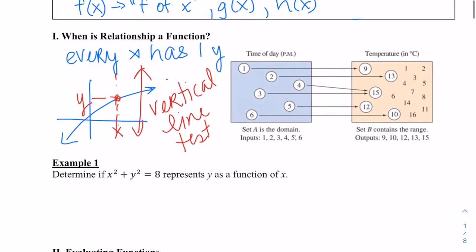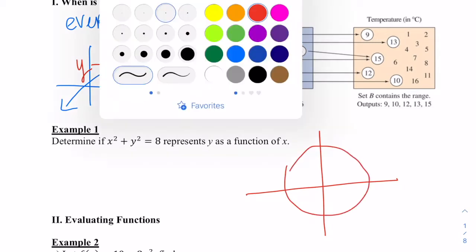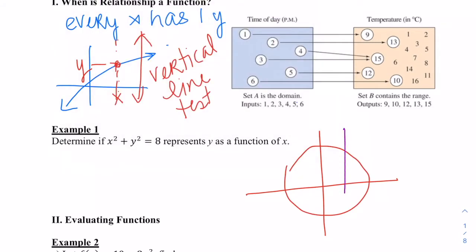All right, let's get into some examples. So if we have the equation x squared plus y squared equals 8, we have to decide if that's a function. You could do a couple things. You could plug in numbers and see what you get, or you can graph it. And this graph is the equation of a circle. And we know that a circle would not pass the vertical line test because there are 2 points at some of the values for x.